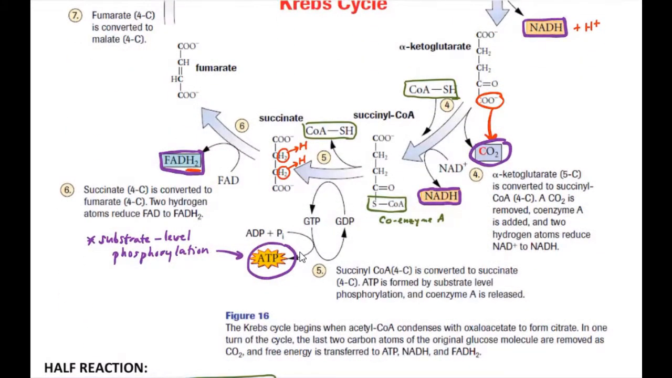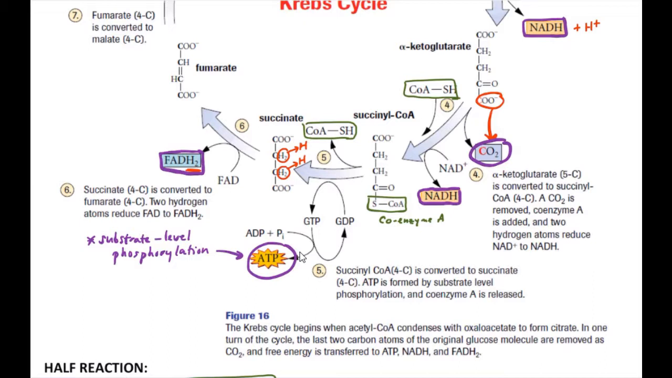The energy that we gain from breaking off the CoA in step 5 down here, between succinyl-CoA and succinate, that energy is enough for us to help phosphorylate a different version of an energy-carrying molecule called GDP. GDP just uses a different base. Instead of using adenine as your base, the A, you're going to use guanine instead. It's just the other nitrogenous base.